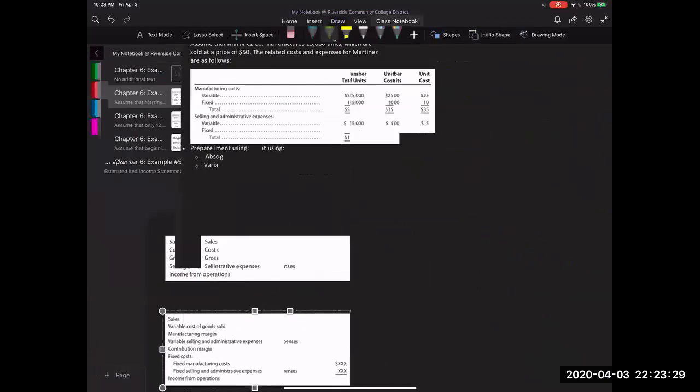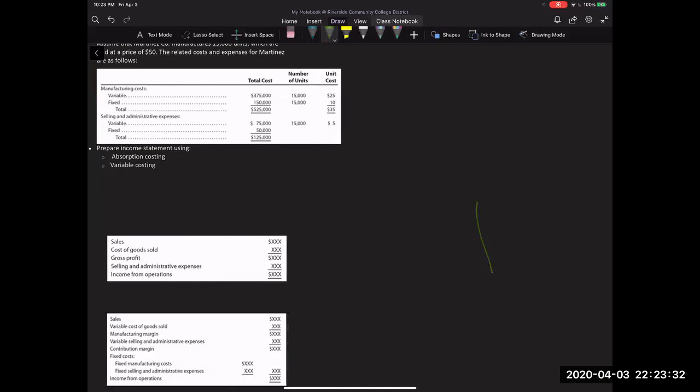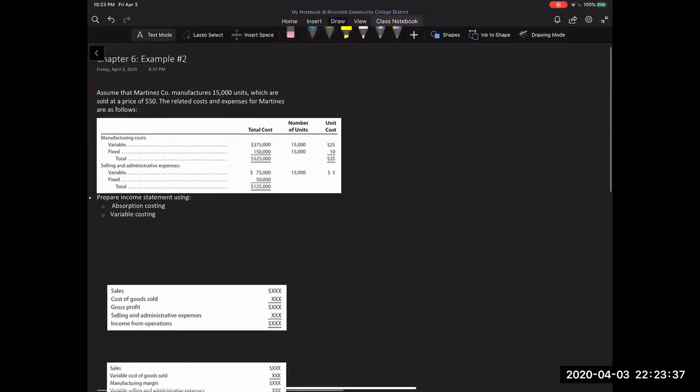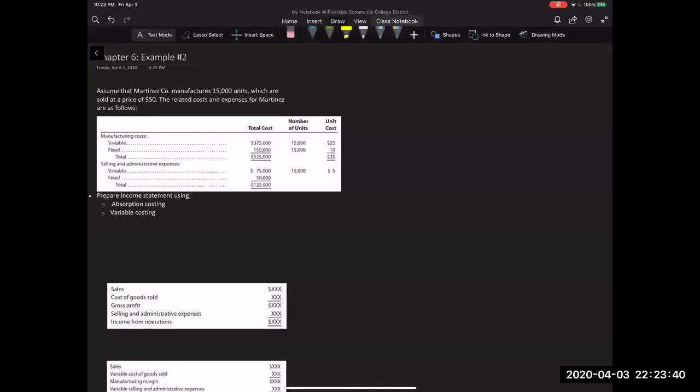So, all right. Here we are again, the same example that you guys are looking at on the handout. So hopefully this makes sense. And so again, here's the part that was missing. To prepare an income statement using absorption costing and variable costing, okay? Now this very first template that I've set up is for absorption costing, okay? So we've seen that one before, and so what we're going to do is now look at how our income from operation will look under absorption costing.